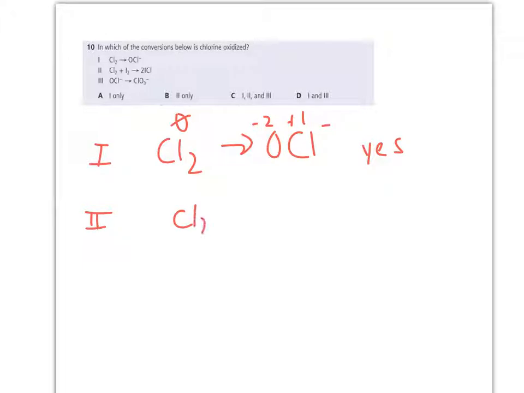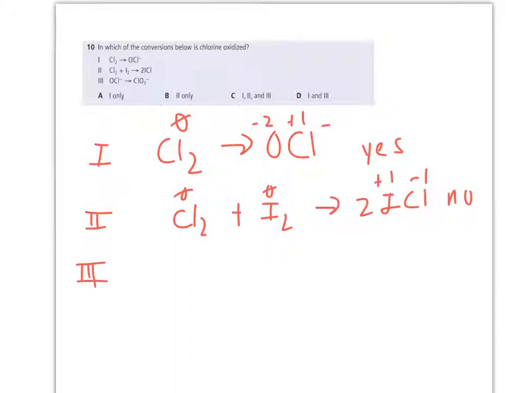In reaction 2, I have Cl2 plus I2 forming 2ICl. So in this case, the chlorine and iodine are both 0. Over here, chlorine is going to take control and be a -1. It's going to take control of the electron, and iodine would be the +1. So in this case, no, it's being reduced. It's gaining electrons.